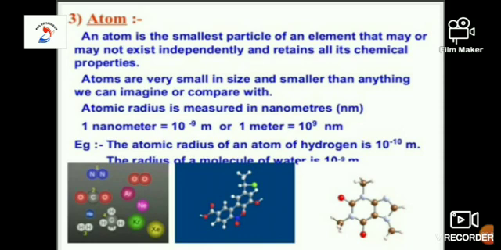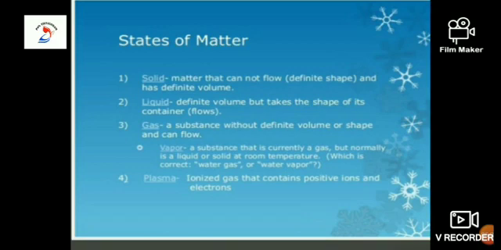It is measured in nanometers. It is so small, it is less than a millimeter. You can view this slide, and this atom we cannot see with our naked eye. We can view it only under a powerful microscope.